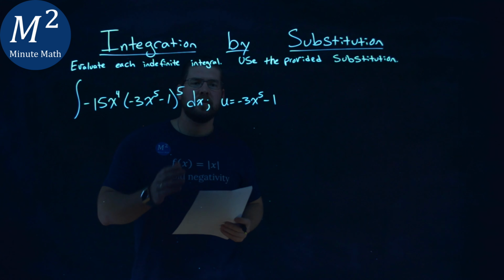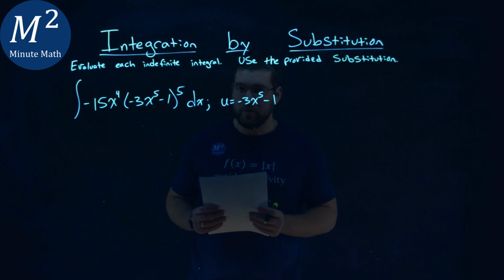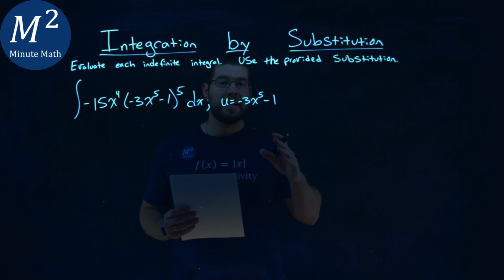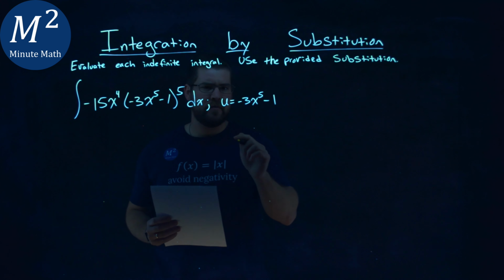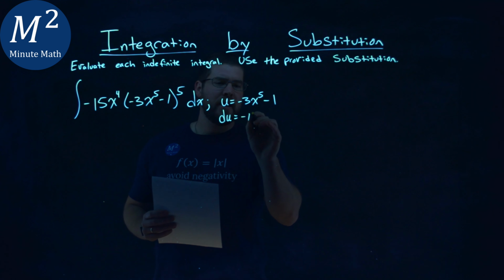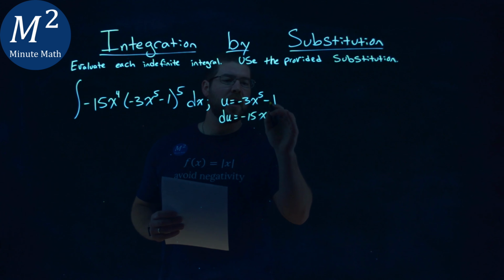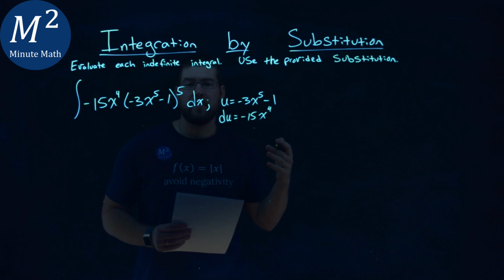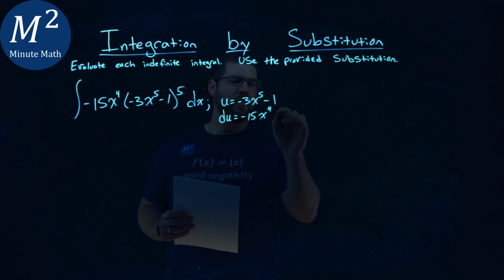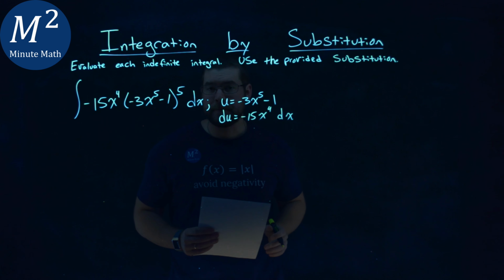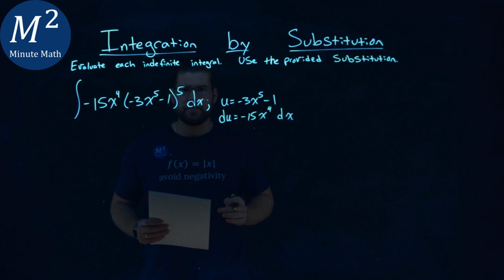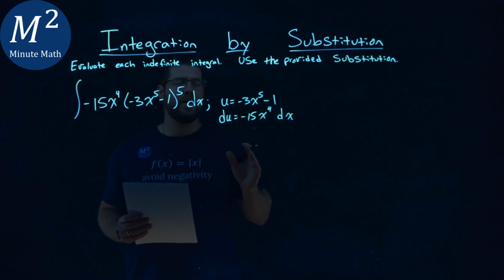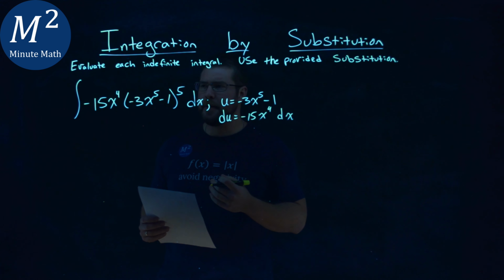Now the first thing here is I'm already given my u value. So I'm going to go find my du value, the derivative there. So my du value, taking the derivative of what's given to me, 5 comes down and we have negative 15x to the fourth power here, derivative of negative 1, constant, don't really need it, and then dx here. Okay? Pretty simple.